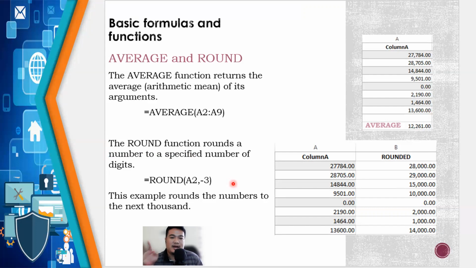Anong susunod sa 1,000? 10,000, ayun. Sa mga mathematics major. Okay, so yan. 27,784, if you round it, magiging 28,000. Yan, magiging 29,000, 15,000, 10,000. Yan, 2,190, 2,000. 1,464, 1,000. 13,600, 14,000. So nagra-round siya. Okay? Nagra-round off siya ng numbers.